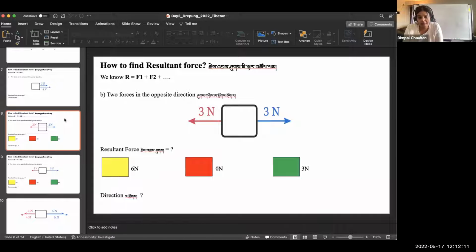So now I have an object which has two forces acting on it, and 3 Newton on left side and 3 Newton on the right side. What is the resultant force?